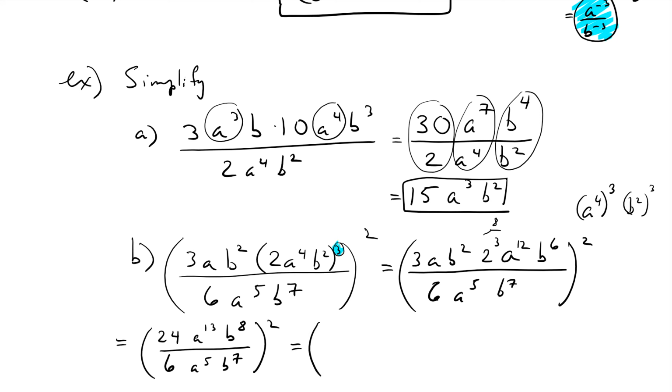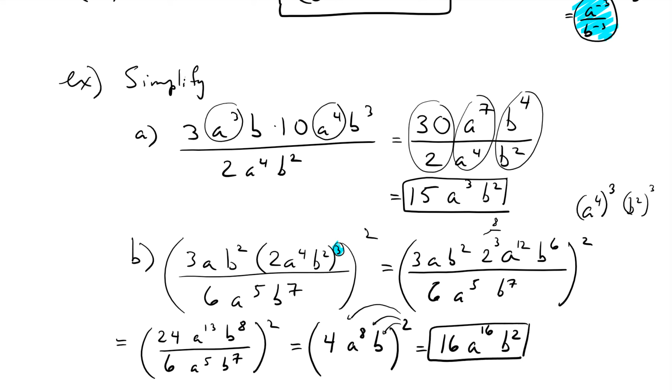Now let's try to simplify things by matching up like terms. 24 over 6, that's 4. a to the 13 over a to the 5, that's a to the 8. And b to the 8 over b to the 7, that's just b. All that is squared, and now this is going to be distributed over each factor in the base. So 4 squared is 16. a to the 8 squared, that's a to the 8 times 2, 16. And b is finally squared, and that's my final answer.